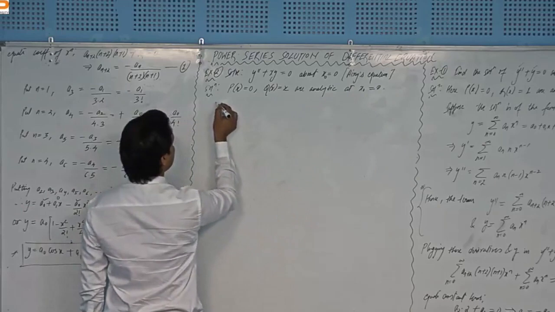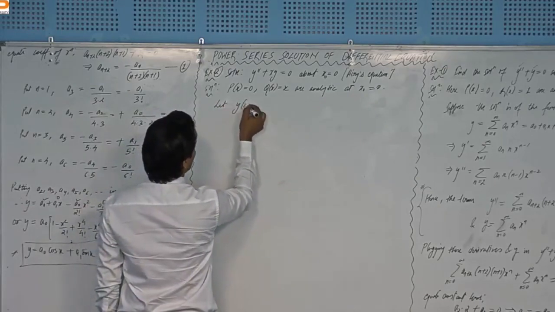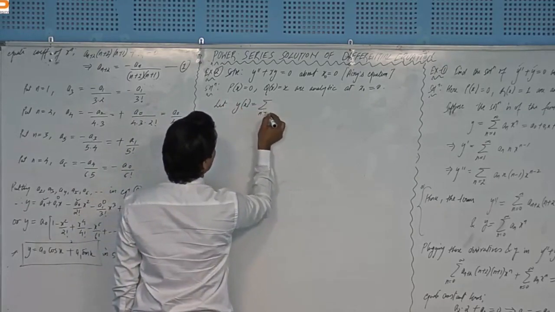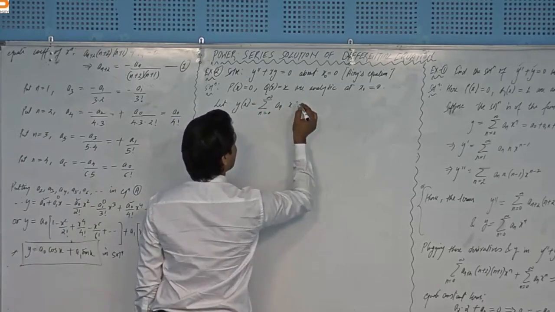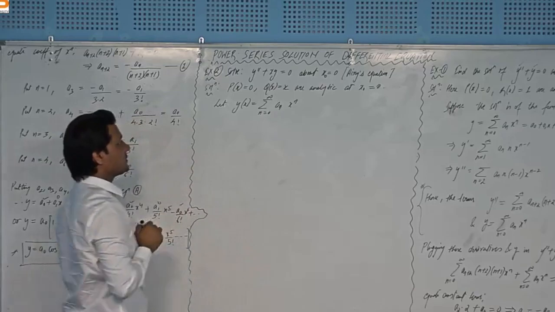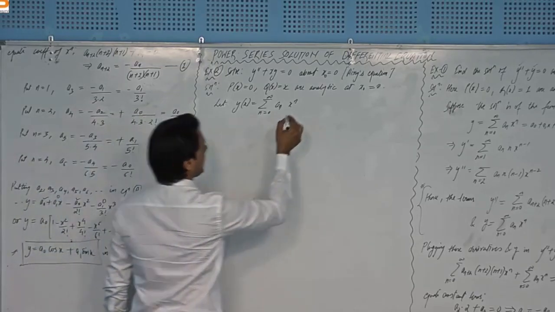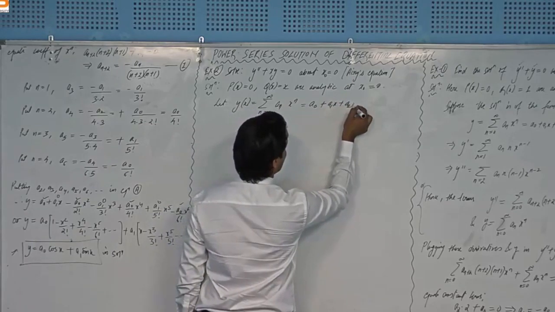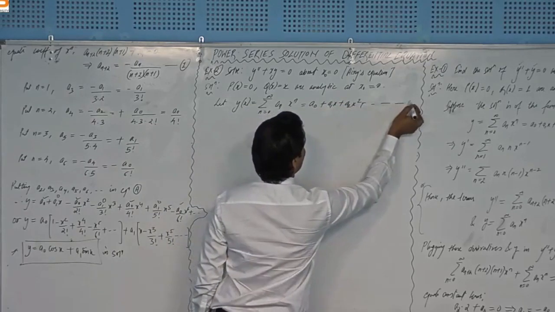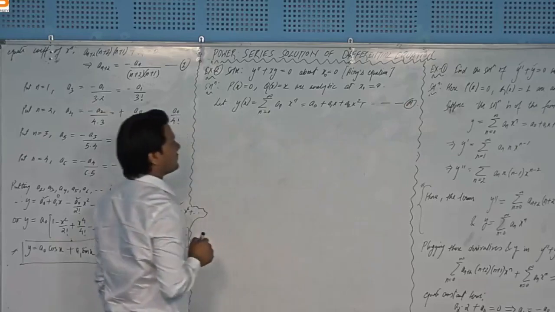So we hope that this is a solution: summation n equal to 0 to infinity, a power series solution centered at 0. So I will write it this way. And you should write the expanded version also: a naught plus a1 x plus a2 x square and so on. Let me call this equation number a.